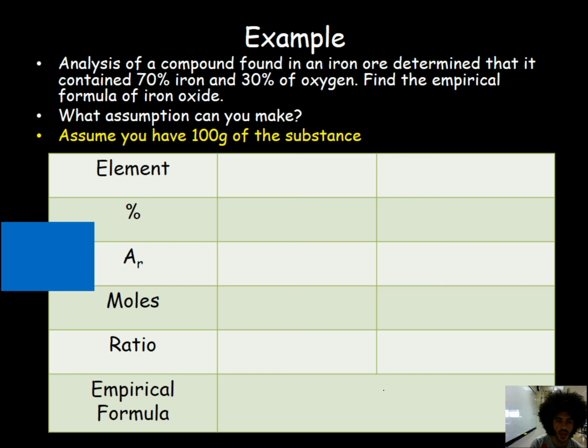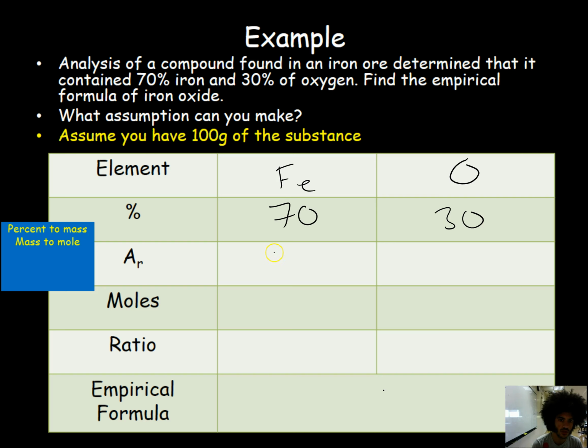Here's your final problem. Again, I'd like you to pause it, have a go at it, and then we'll go through the answer together. Okay, I'm hoping that you've had a good go at that, so let's go through the answer and see what we got. So I've got iron, and I've got oxygen. So the first thing is percent to mass, so I'm going to assume I've got 70 grams of iron and 30 grams of oxygen. Next step is mass to mole.